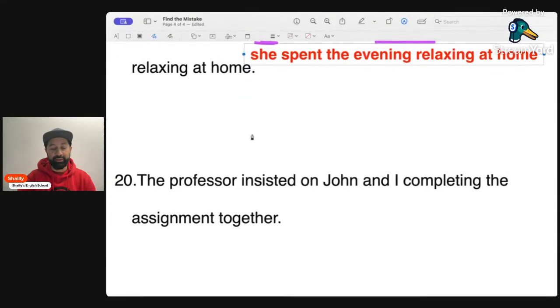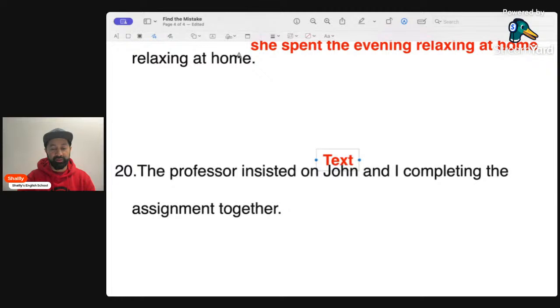Number 20 will be your homework. This will be your homework. The professor insisted on John and I completing the assignment together. Okay. The professor insisted on John and I completing the assignment together. So it is incorrect. Please fix the mistake. That is your homework.